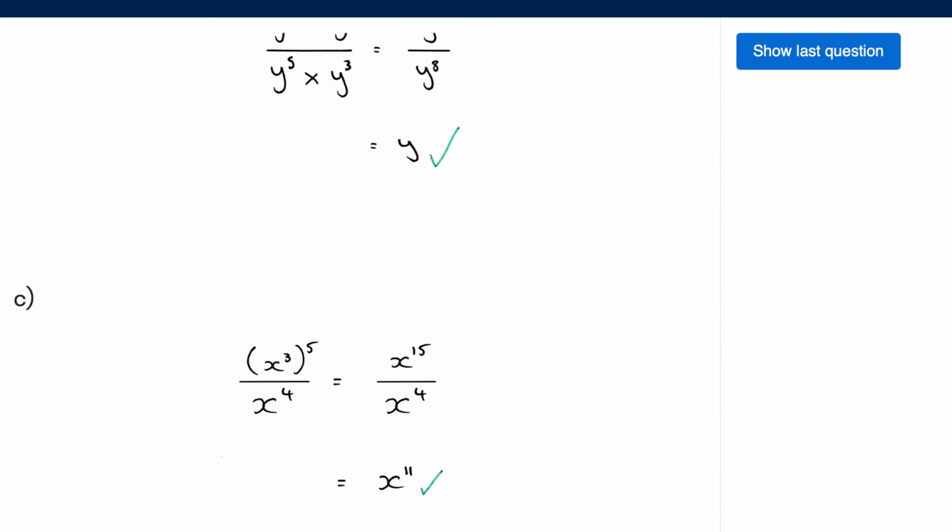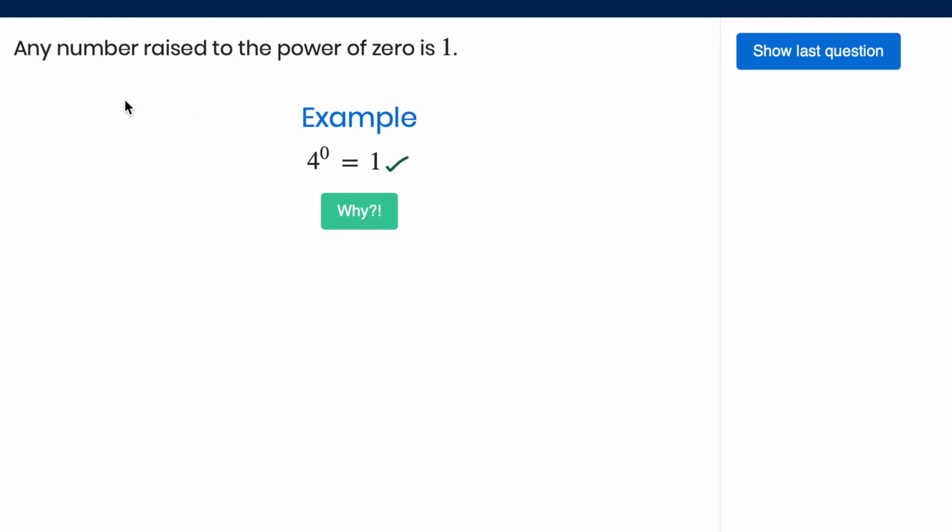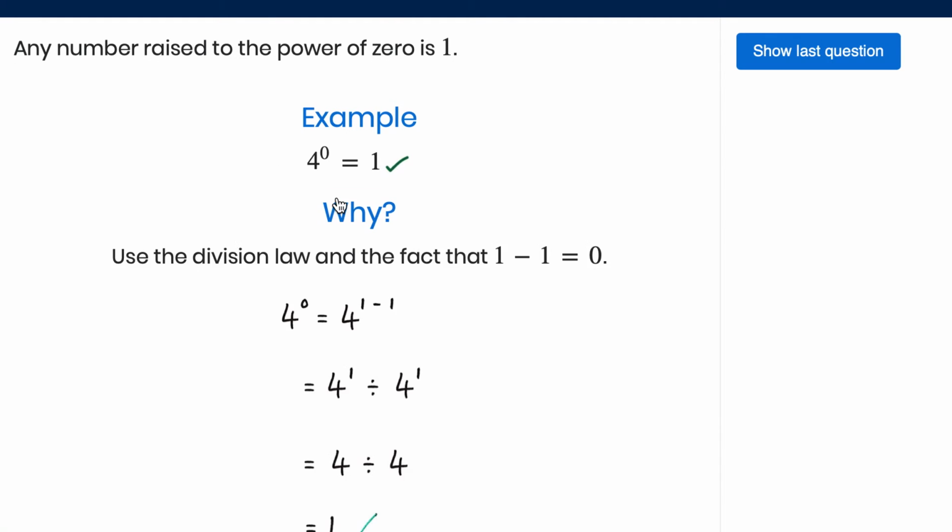And that's it. Let's now see the bonus part of the video where there is a power of 0. And the key idea is that any number raised to the power of 0 is always going to be 1. So let's see an example. For example, 4 to the power of 0 is equal to 1. Okay, sure, but why? So let's see.